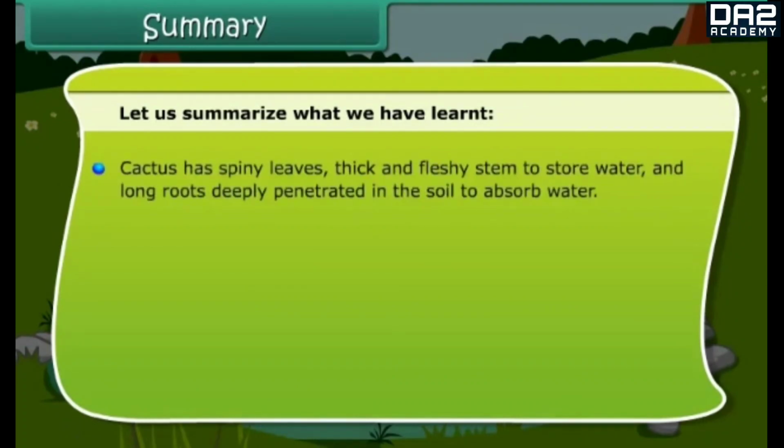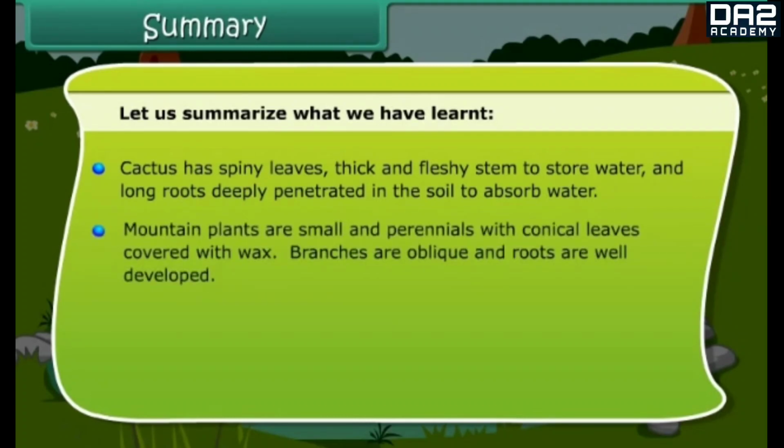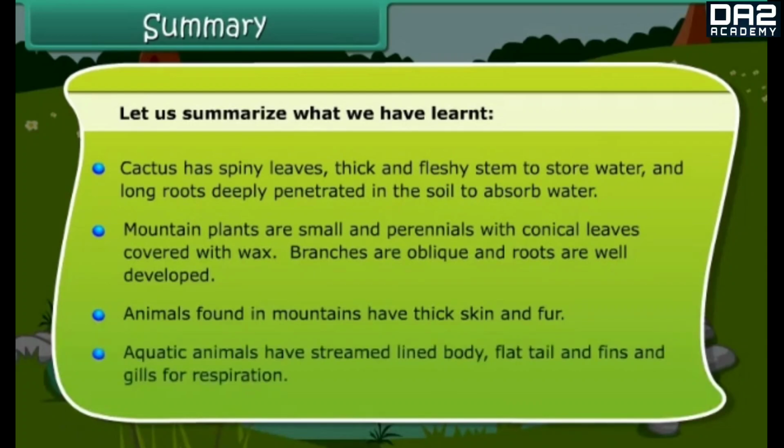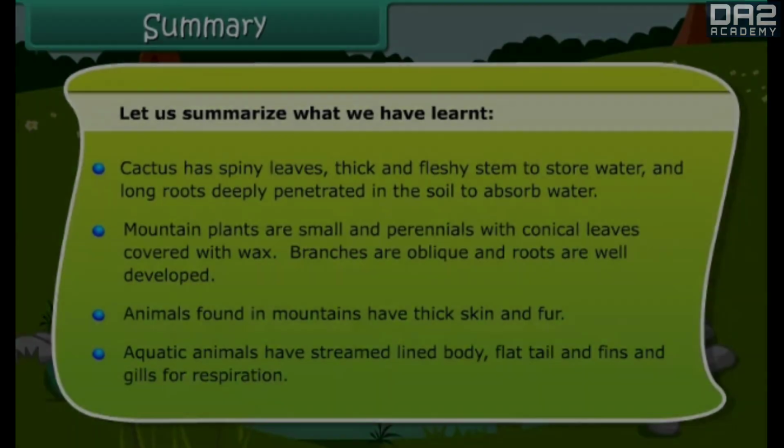Cactus has spiny leaves, a thick and fleshy stem to store water, and long roots deeply penetrated in the soil to absorb water. Mountain plants are small and perennials with conical leaves covered with wax. Branches are oblique and roots are well developed. Animals found in mountains have thick skin and fur. Aquatic animals have a streamlined body, flat tail, and fins, and gills for respiration.